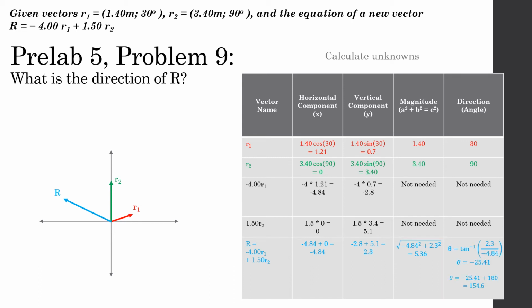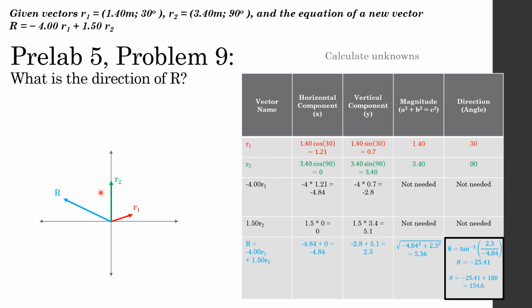Prelab practice problem number 9. What is the direction of R? Okay, so that's what I did down here. So I used the inverse tangent of my y component over my x component, and I got an erroneous angle from my calculator, which was negative 25.41.